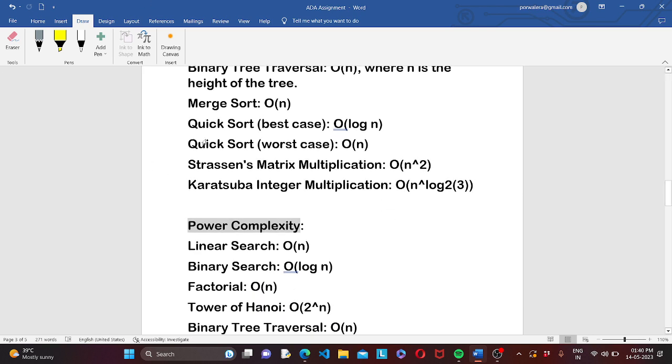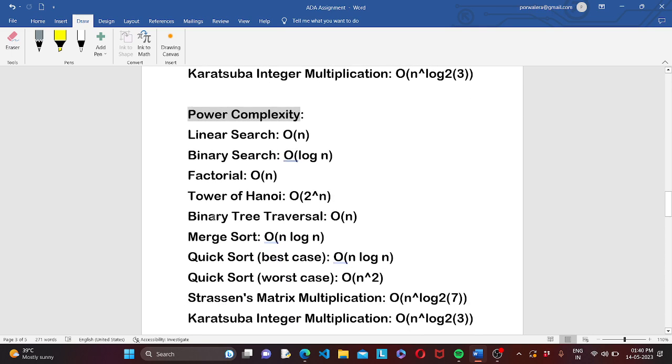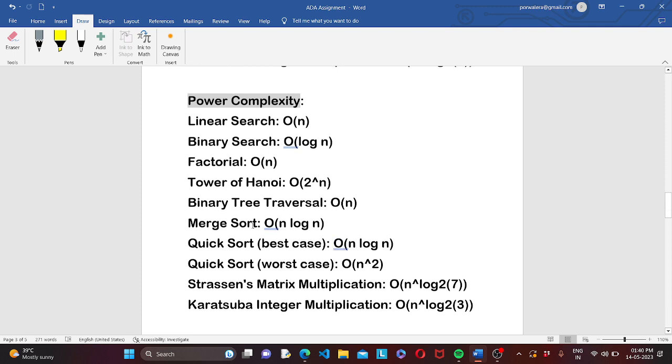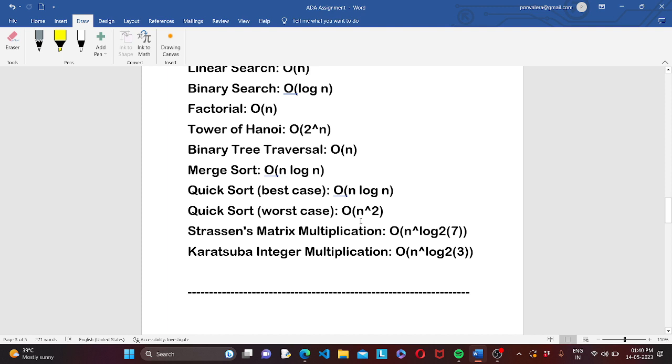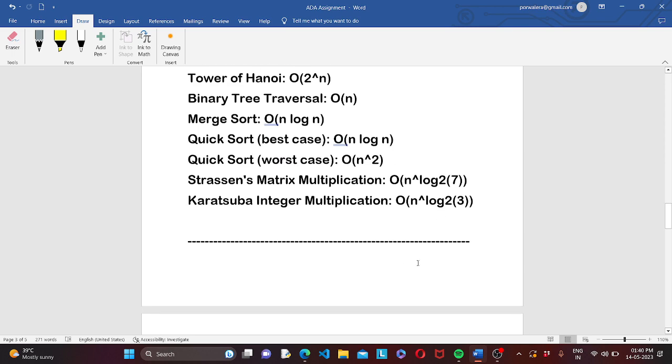The time complexities for the above: the linear search time complexity would be O of n. Binary search O of log n. Factorial O of n. Tower of Hanoi, O of 2 power n. Binary tree traversal O of n. Merge sort O of n log n. Quicksort best case O of n log n. Quicksort worst case O of n power 2. Strassen's matrix multiplication, O of n power log 2 7, and integer multiplication, O of n power log 2 3.